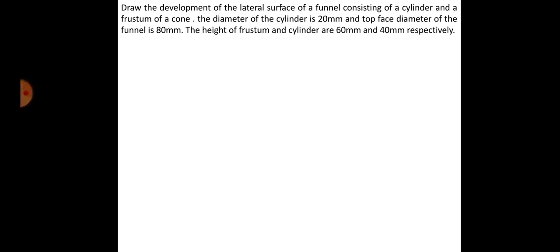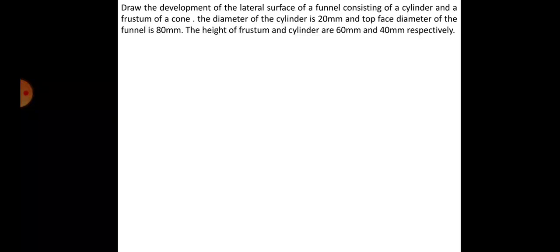A funnel is a hopper-like structure usually used for pouring liquids. It can usually be fuels, kerosene, diesel, or petrol, or even milk. That's called a funnel. If you want to make a funnel of a particular dimension, what should be its development? That's the question here. Draw the development of the lateral surface of a funnel consisting of a cylinder and a frustum of a cone.